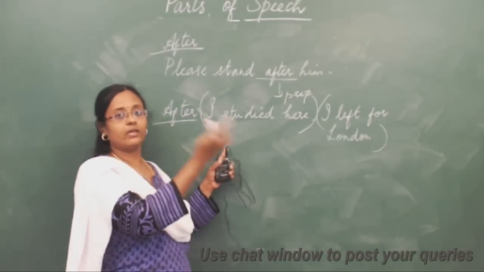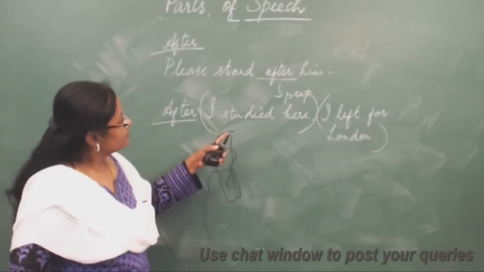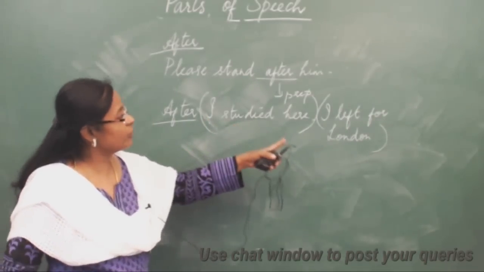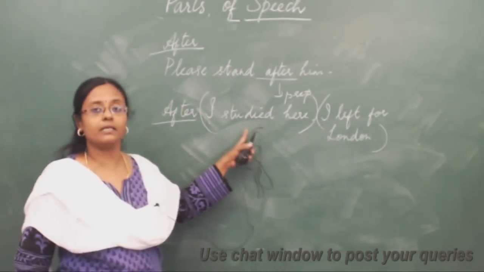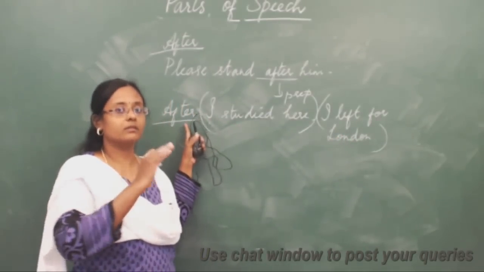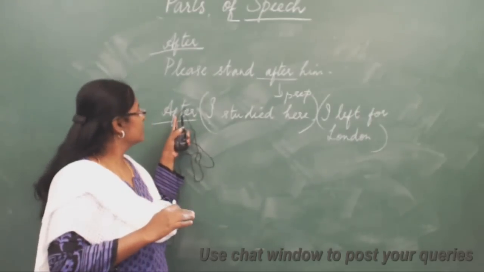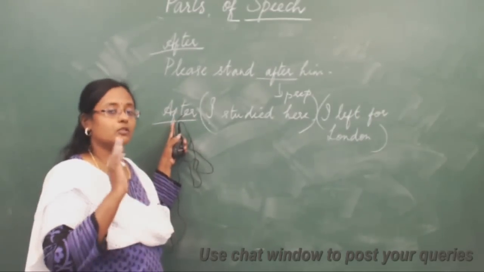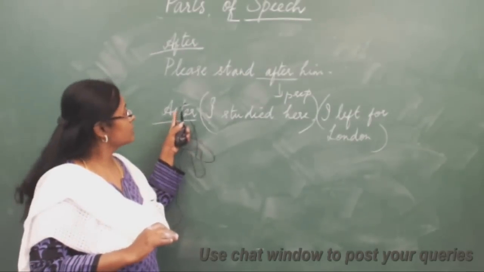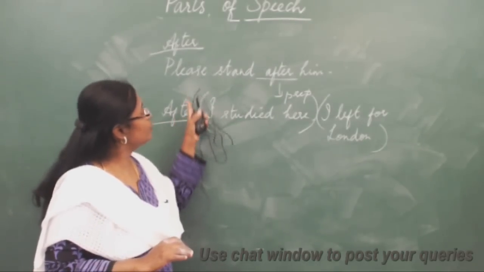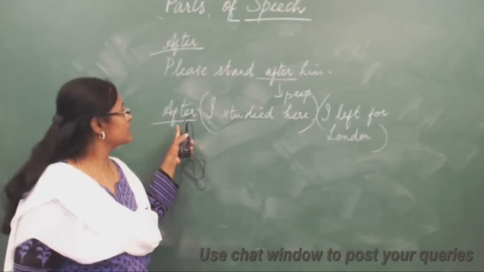You can also rearrange the sentence like this: I left for London after I studied here. There you see the clear function of the conjunction after. But it is also okay if you begin a sentence with a conjunction. So here is an example of the same word functioning as a preposition and as a conjunction.